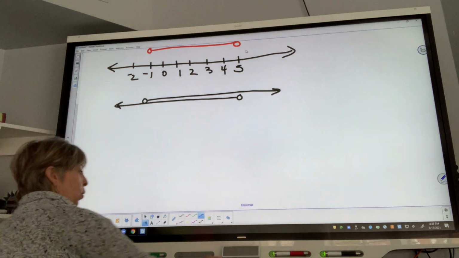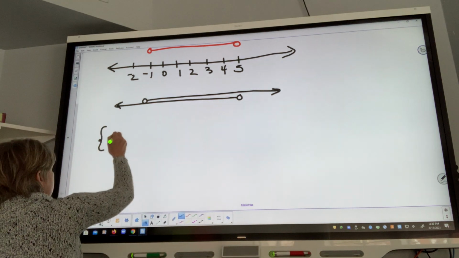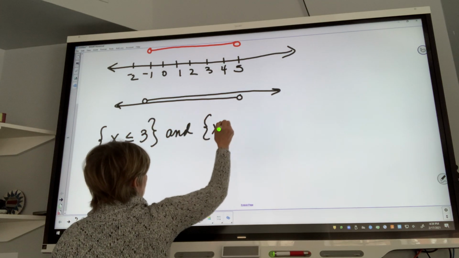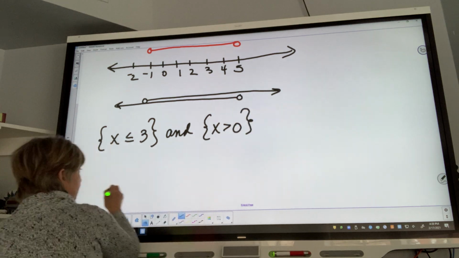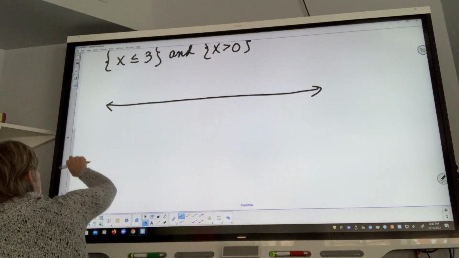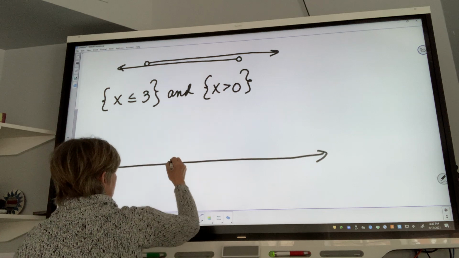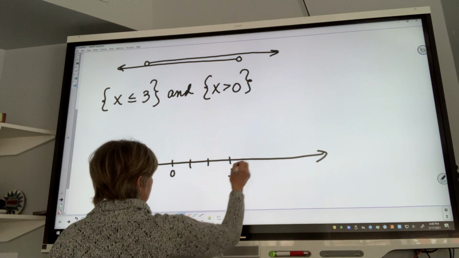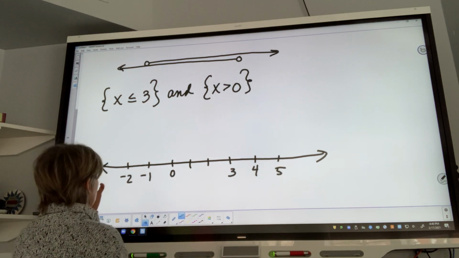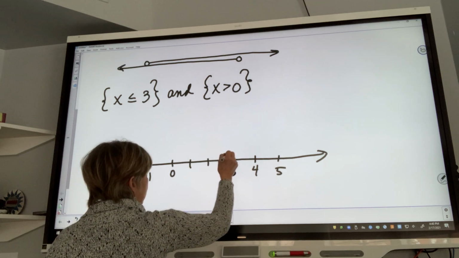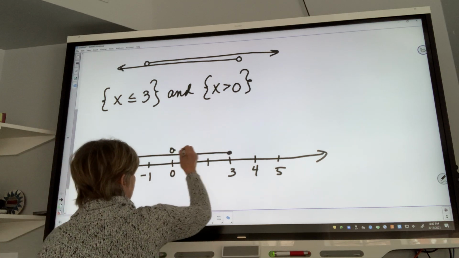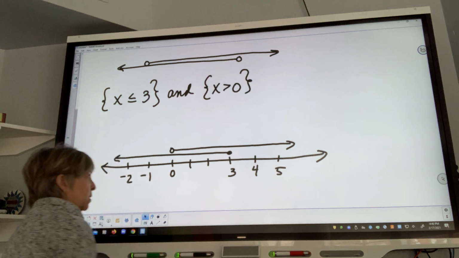Okay, let's do x is less than or equal to 3 and x is greater than 0. So we'll draw a number line. Move this down a little bit. Okay, 0, 1, 2, 3, 4, 5, -1, -2. Okay, so we want the numbers less than or equal to 3. That's all of those. And we want the numbers greater than 0. So that's all of those.